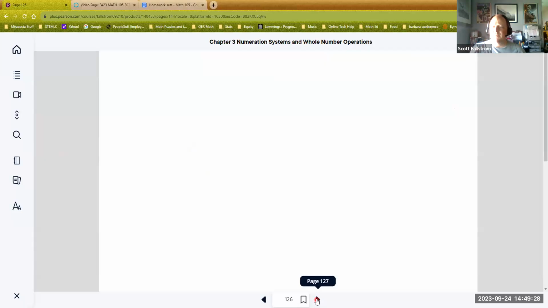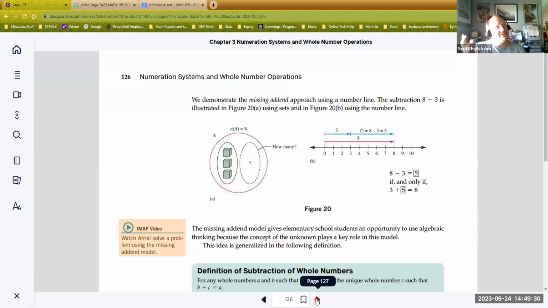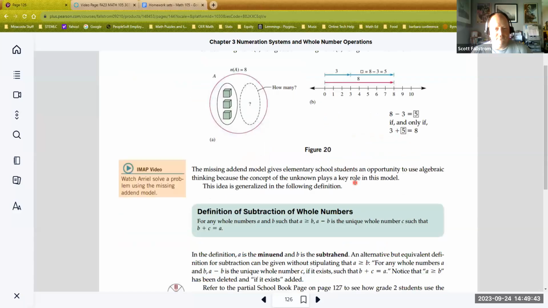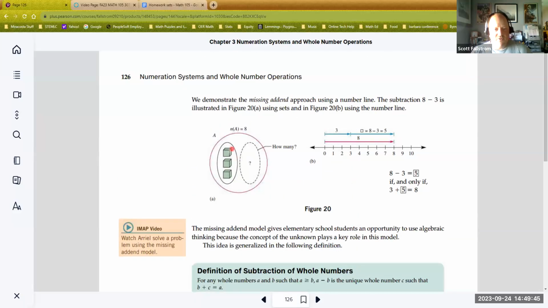You can almost see these are going to be mirrored. This is addition and subtraction. We're going to mirror those when we get to multiplication and division. So just like we had a missing addend, we will soon have a missing factor, which is what we multiply to get a number. All right, this is the missing addend approach.